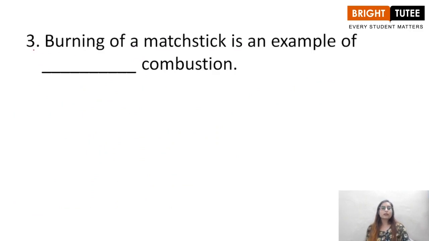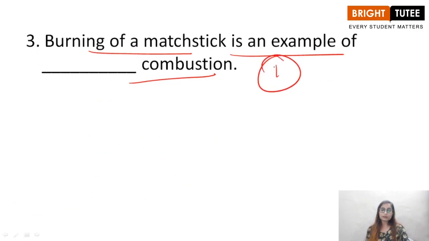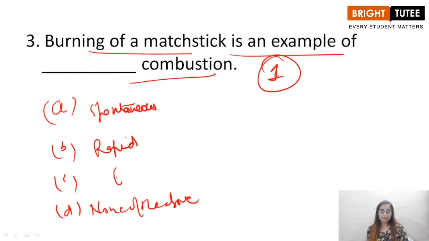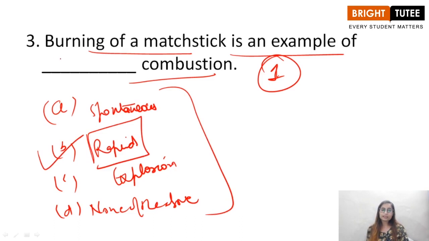Third question, burning of a matchstick is an example of dash combustion. This is a 1-mark question, fill in the blanks. So this can also come as an MCQ, A, B, C and D. D can be none of the above. First is spontaneous, second is rapid, third is explosion. So the correct answer out of all the 4 options is B, which basically is that burning of a matchstick is an example of rapid combustion.